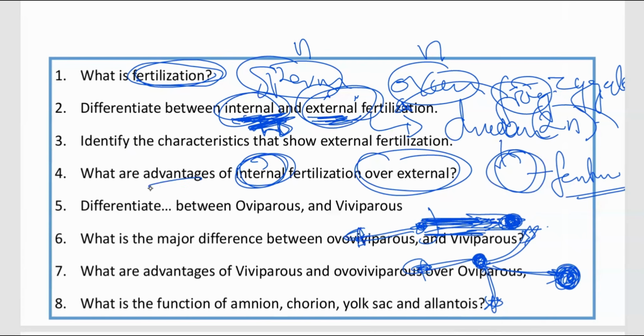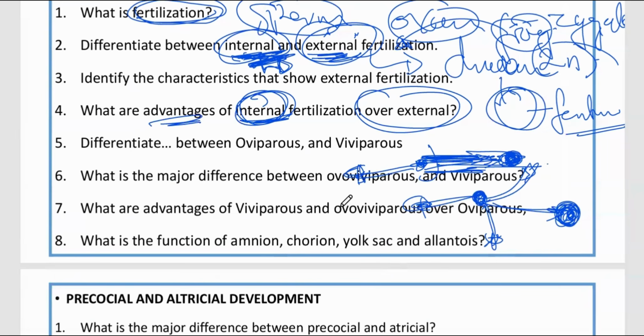So when they say advantage of internal over external fertilization, we see that there are high chances of the sperm to meet the ovum and fertilize it. So there is a high chance of the sperm to meet the ovum so that successful fertilization can take place. So at least you must know that.